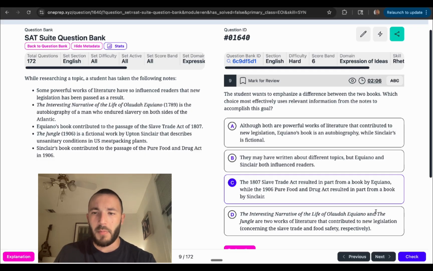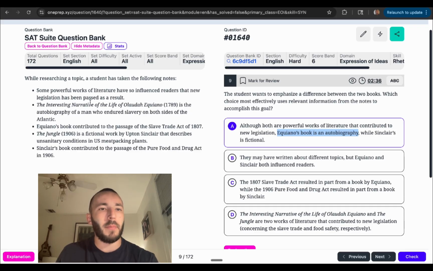Interesting Narrative of Life, blah, blah, blah, and The Jungle are two works of literature that contributed to new legislation. That's clearly emphasizing a similarity. So it's got to be A or C. Now, how do we discern between the two? I would go into the notes because I want to say that A is right because that's the least ambiguous. I just have to verify that Equiano's book is an autobiography and Sinclair's is fictional. If that's correct, then I'm comfortable going with A.